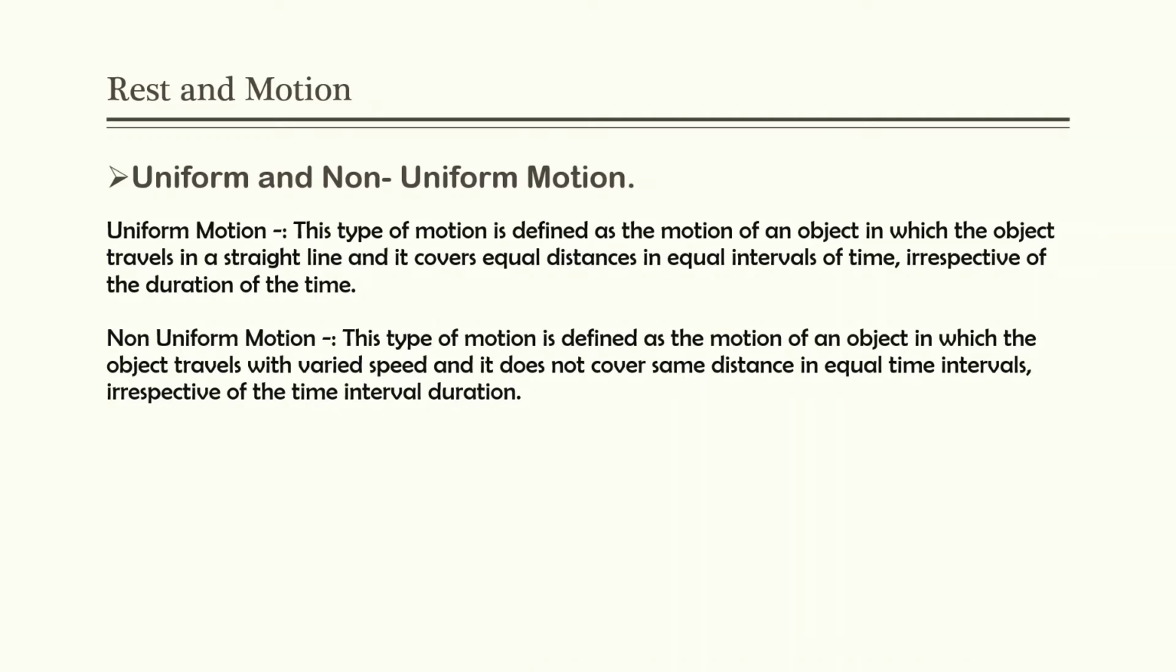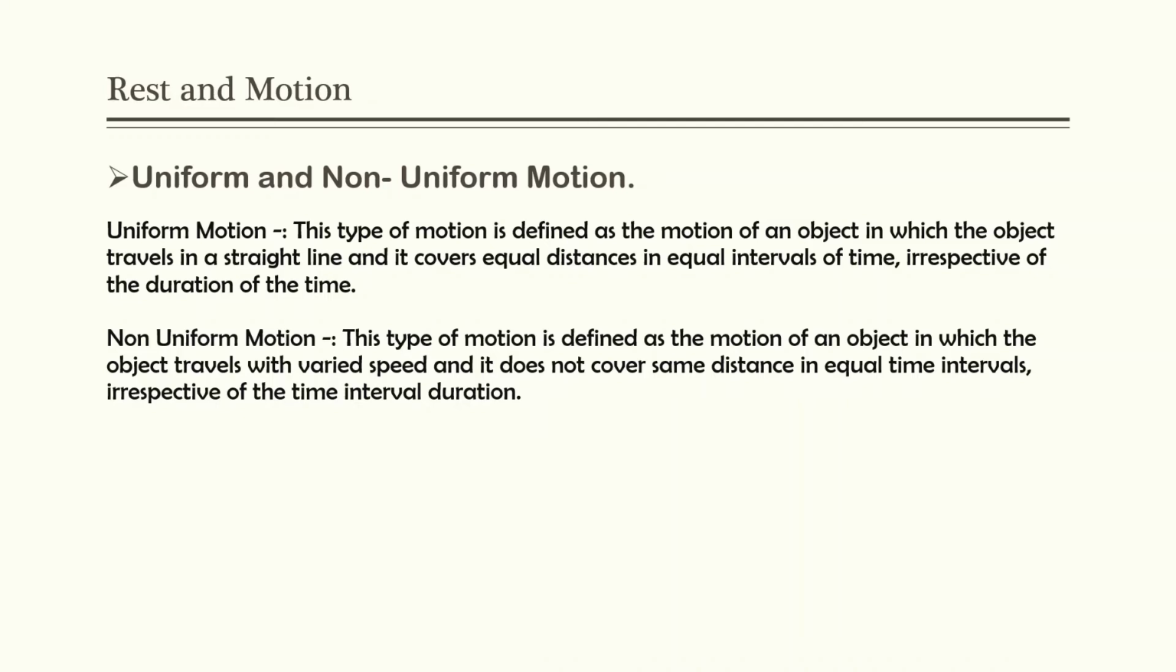Now let's learn uniform and non-uniform motion. An object is said to be in uniform motion when it moves along a straight path covering equal distances in equal intervals of time. For example, car A travels 30 kilometers in 1 hour and 30 kilometers in another hour, and like that, for 4 hours it travels. So it travels 120 kilometers in 4 hours with uniform motion.